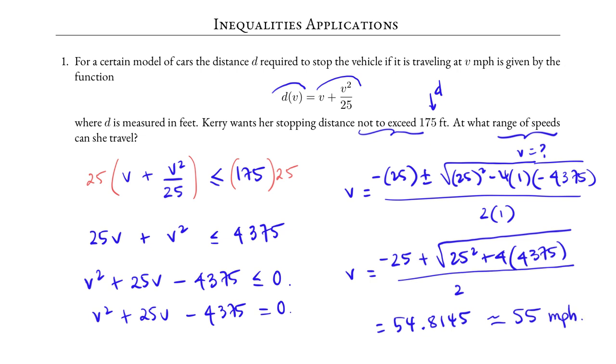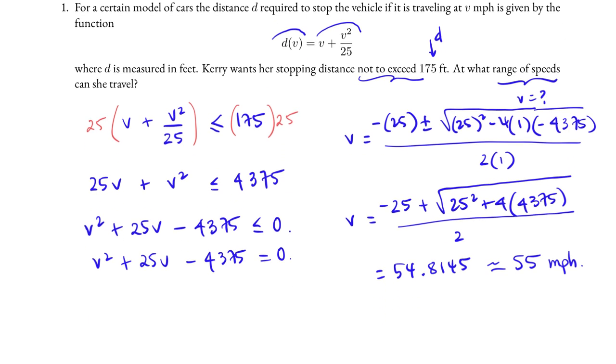What this means is that the inequality that we need to solve, the solution is v less than or equal to 55 miles per hour. As long as Carrie is traveling at a speed from 0 to 55 miles per hour, this is the range of the speeds, then her stopping distance will not exceed 175 feet.